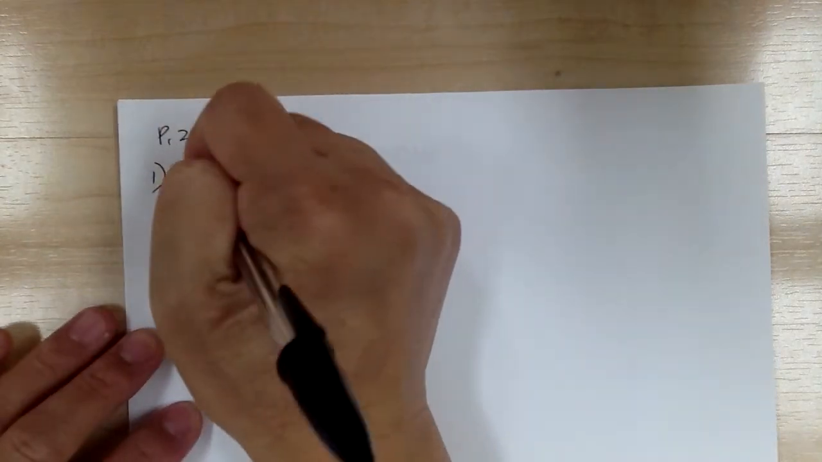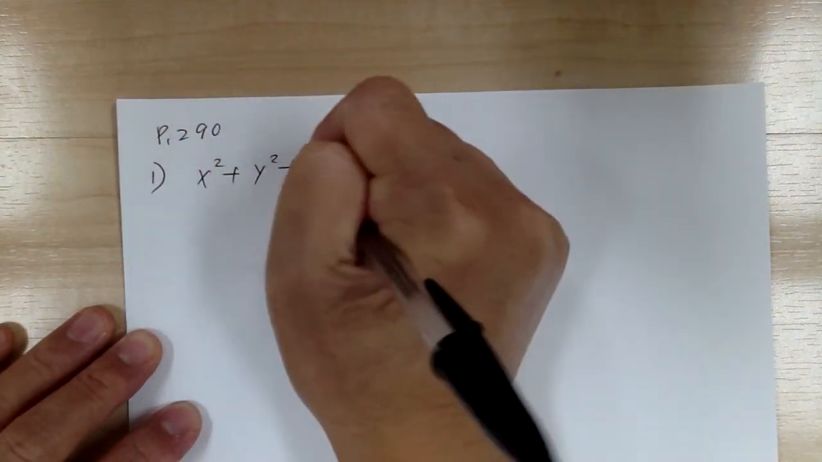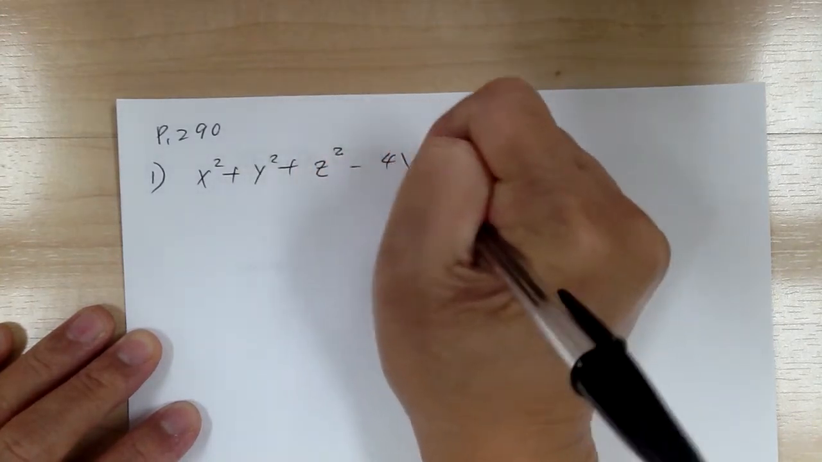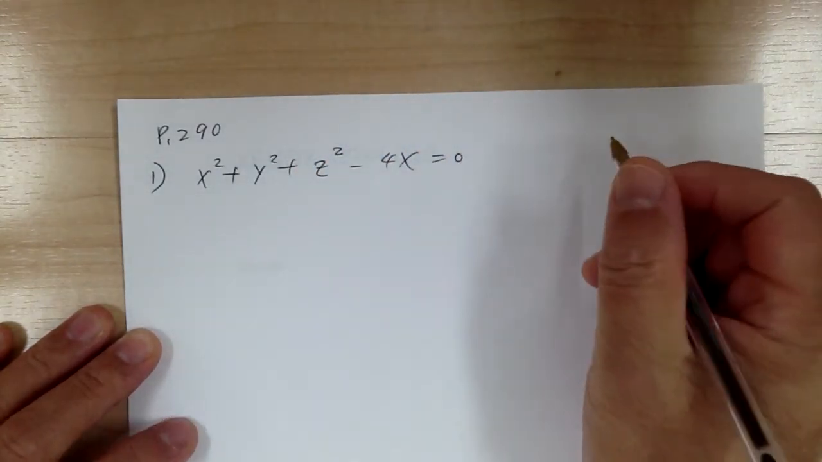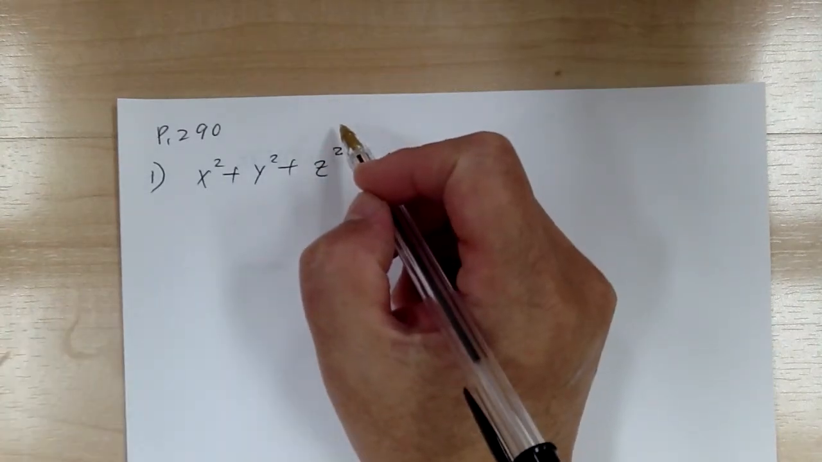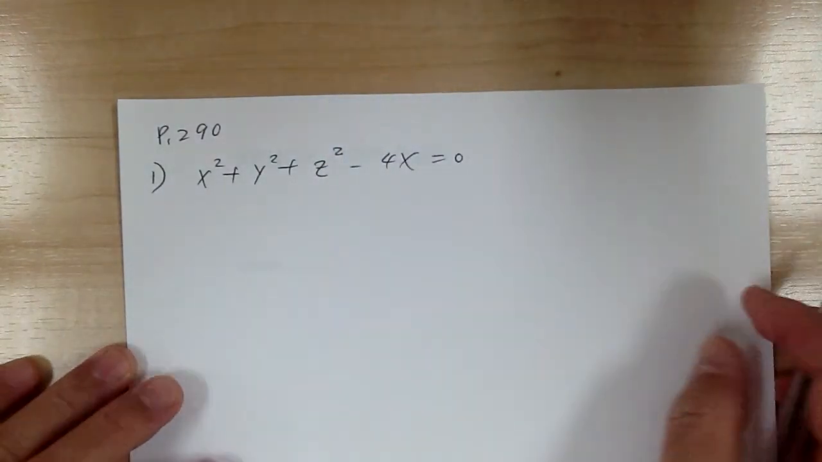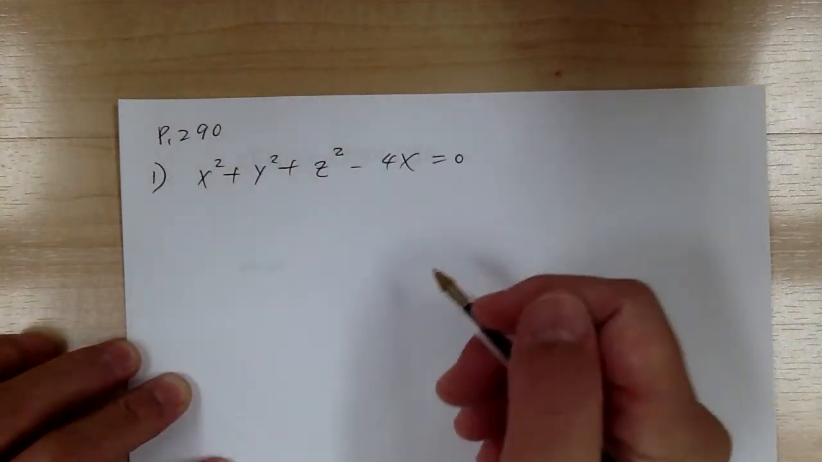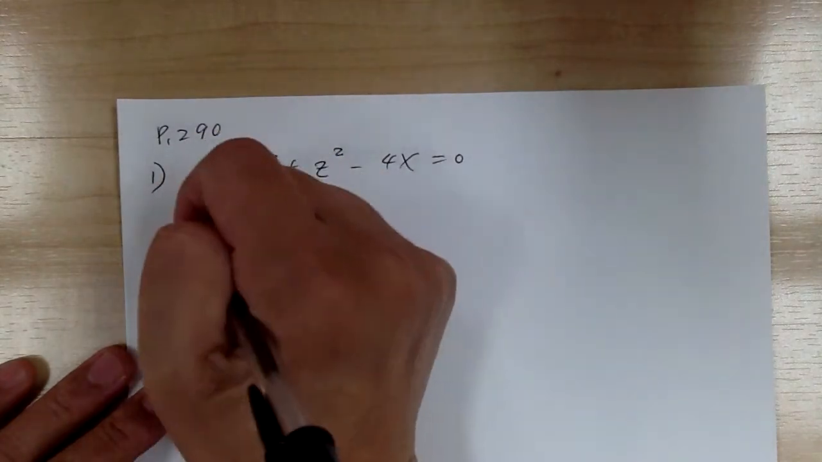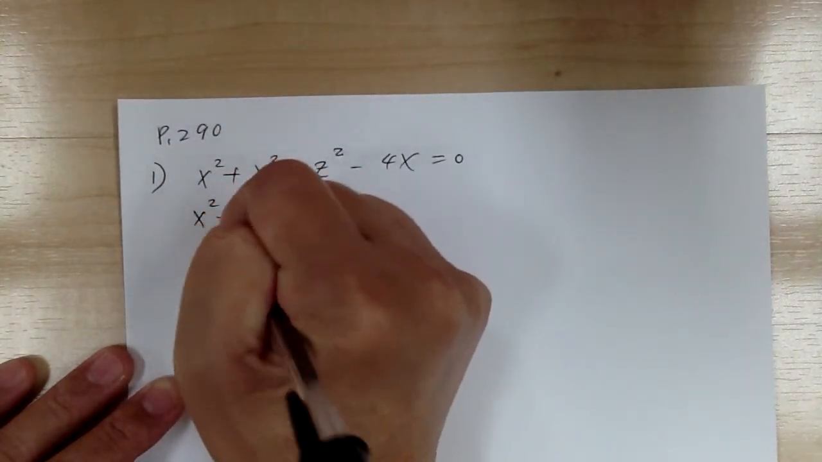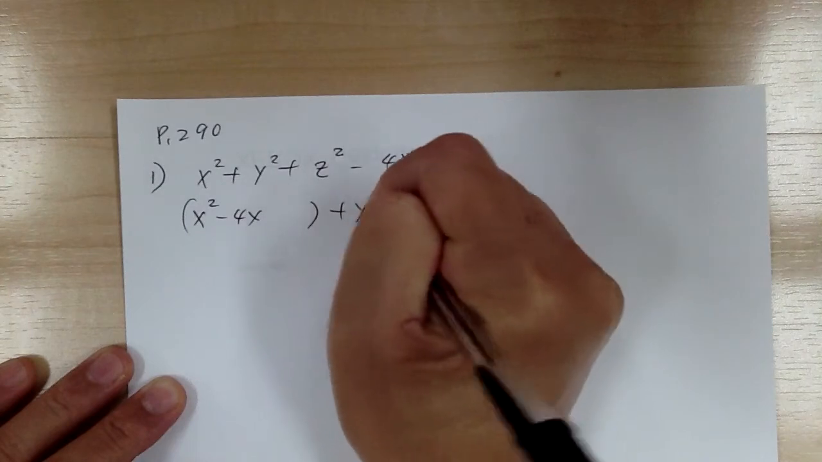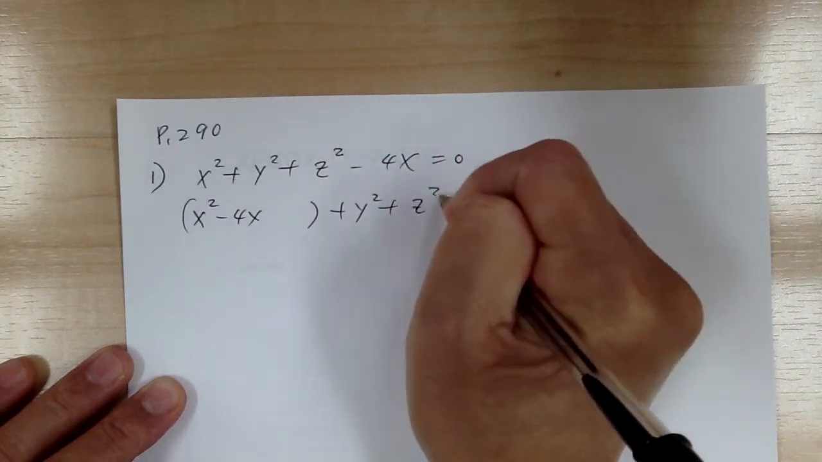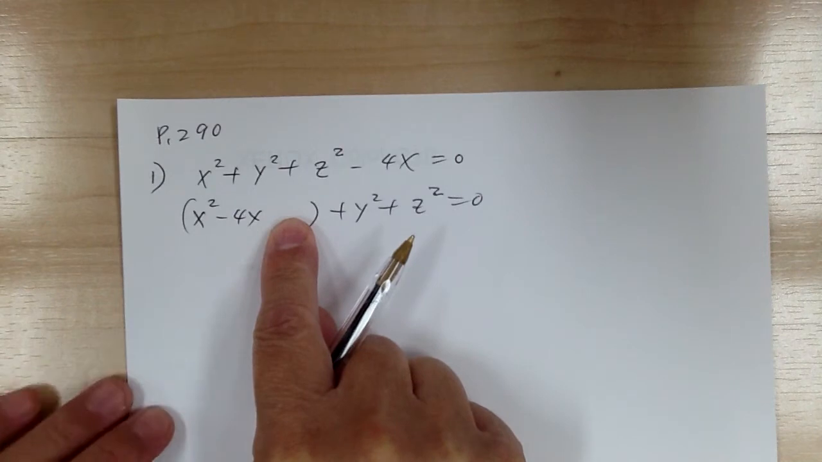Let's go to page 290 and start with number 1. You have x squared plus y squared plus z squared minus 4x equal to 0. It tells you that this is a sphere and you're looking for the center and the radius. Just like in two dimensions, you need to complete the square for each of the variables. So go and group them together: x squared minus 4x plus y squared plus z squared equal to 0. Leave a space over here to complete the square.